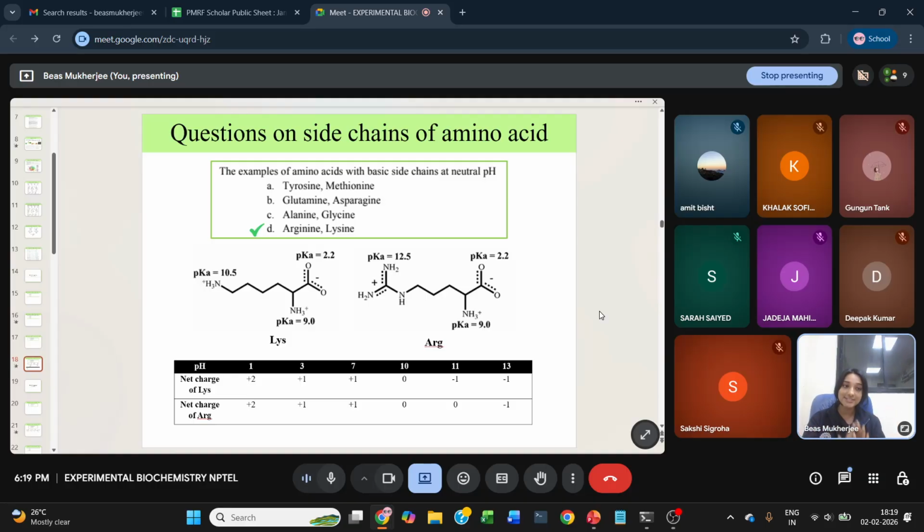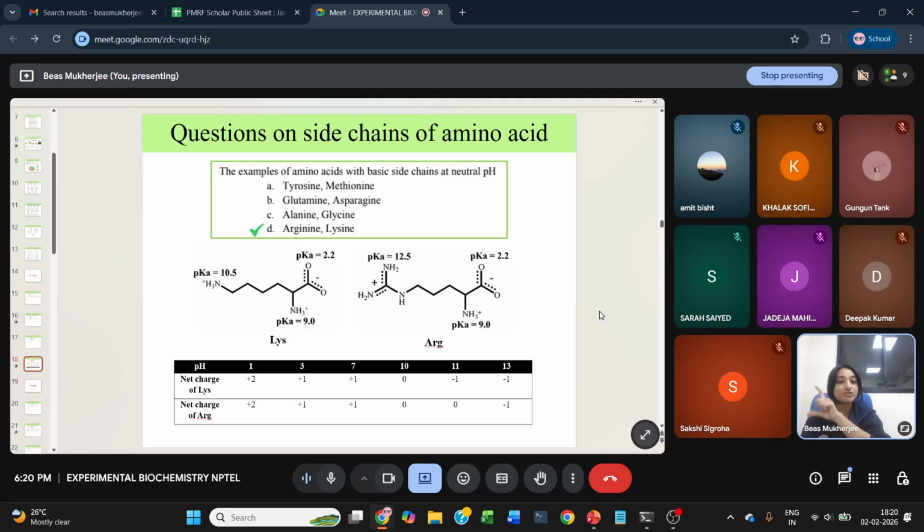So the trick is, for the negatively charged amino acids, the PI will be less than 7. So you have to take the two values that are less than 7. And for the amino acids that are positively charged, the PI is going to be more than 7. So you will have to take both the values that are more than 7. How is that? I have already explained.